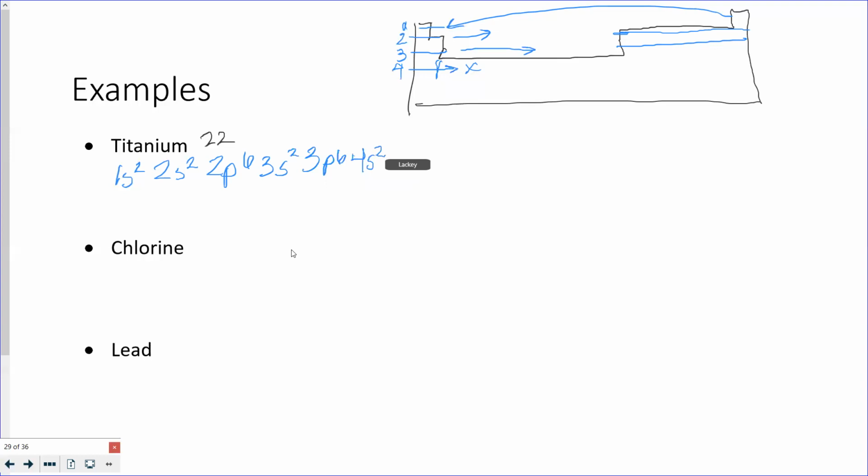Then we are into the D block. But remember, for the D block, we said it's the row number -1. So the fourth row -1 is going to be 3D. And titanium is the second element in the D block, so it's 3D2.